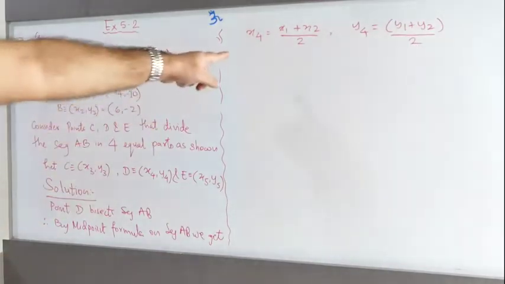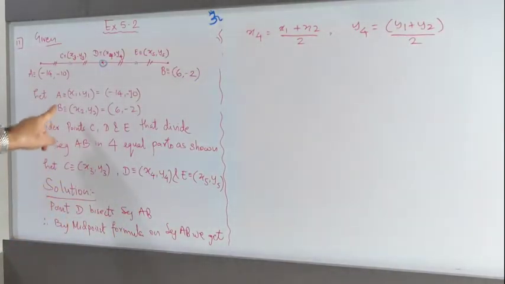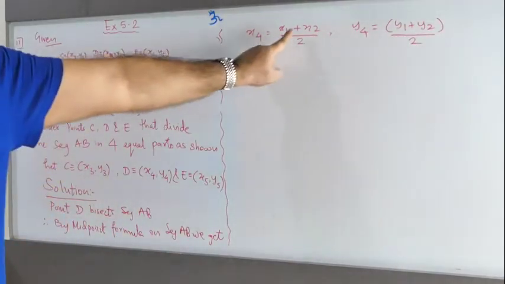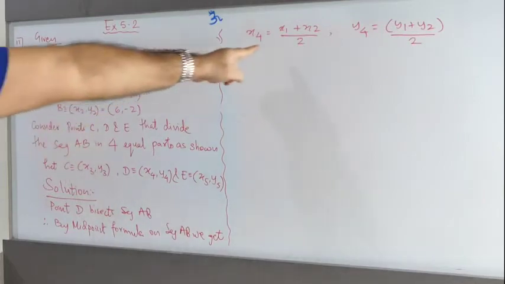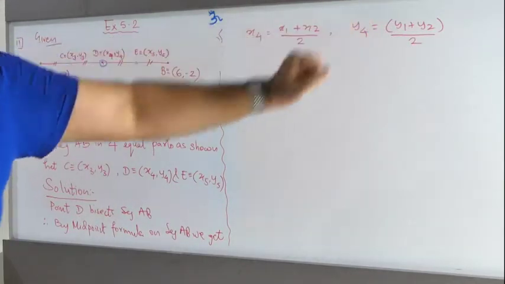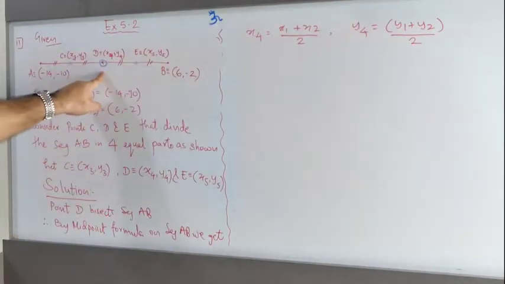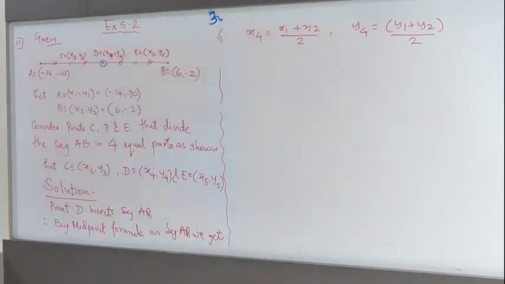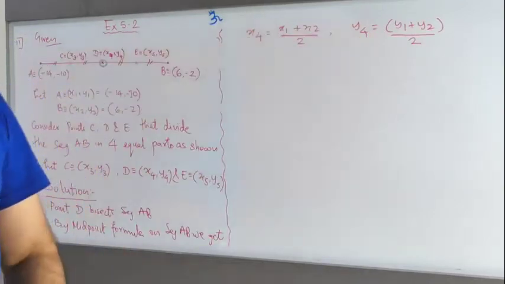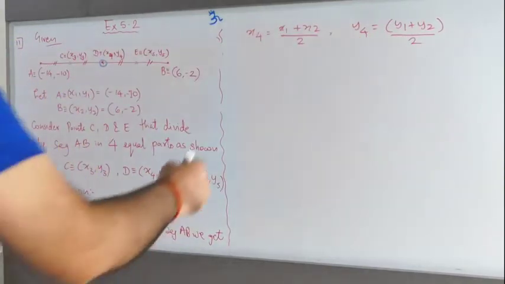Okay, very important to understand. Your A coordinates are x1, y1, and B is x2, y2. So here you have x1 plus x2 upon 2, and there you have y1 plus y2 upon 2. Point D coordinates are x4, y4. So x4 is going to be x1 plus x2 upon 2. Similarly, y4 is going to be y1 plus y2 upon 2. That you have to keep in mind.